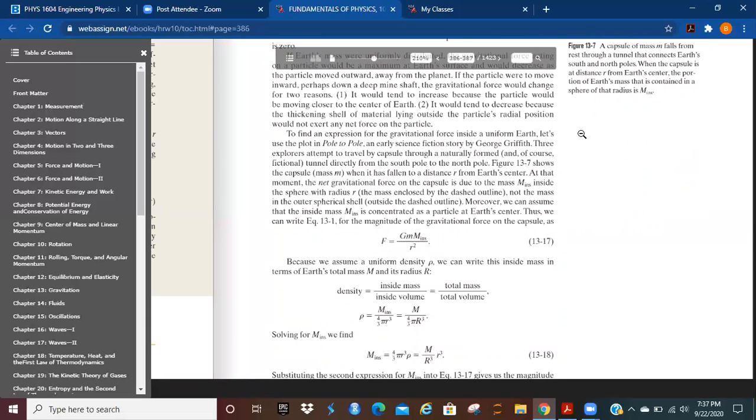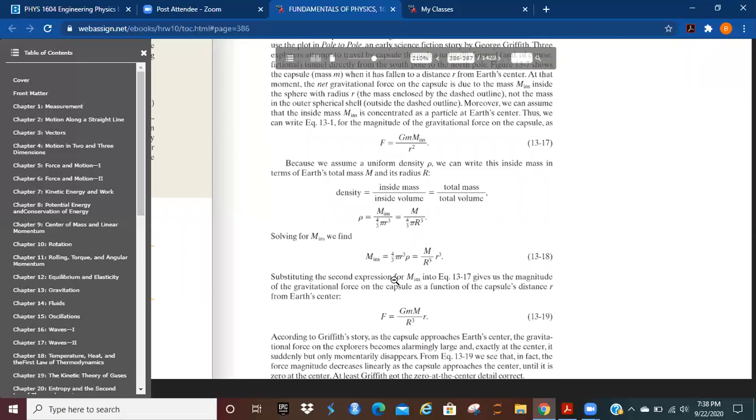So to find an expression for the gravitational force inside a uniform Earth, there's a particular book here that has a plot where three explorers attempt to travel by capsule through a naturally formed tunnel that goes directly from the South Pole to the North Pole. When the capsule has fallen to a distance r from Earth's center, the net gravitational force on the capsule is due to the mass inside the sphere with radius r, the mass enclosed by the dashed line, not the mass in the outer spherical shell outside the dashed line. Moreover, we can assume that the inside mass is concentrated as a particle at the Earth's center. Thus, we can write the equation such as this.